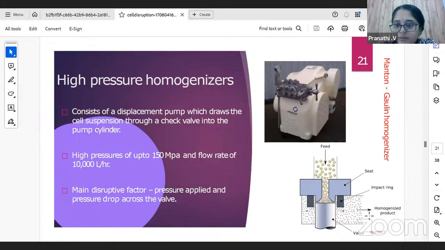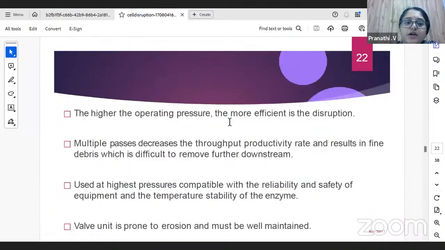So you have a displacement pump over here. This is the feed, this is the impactor ring that is present, and this is the homogenized product that is going to be there. So you're going to use a pressure and a pump cylinder. You have one factor, that is the pressure applied and the pressure drop, because of which the cells are going to burst. So if the pressure is higher, your cell destruction is more efficient.